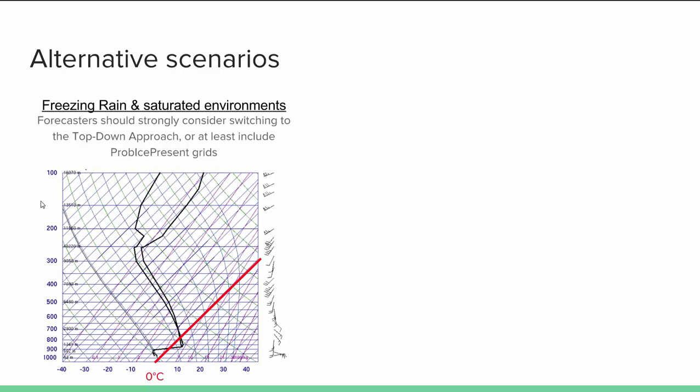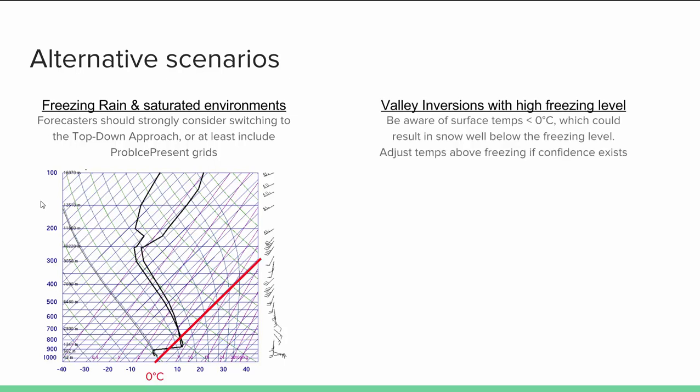Note, however, that over the mountainous terrain, the top-down approach can be a little tricky just because of vertical and horizontal resolution within the models of the terrain. So just be cautious of that. And valley inversions with high freezing level is another scenario to be aware of. If your surface temperatures are less than 0°C, as you saw a couple slides ago, that will result in snow.